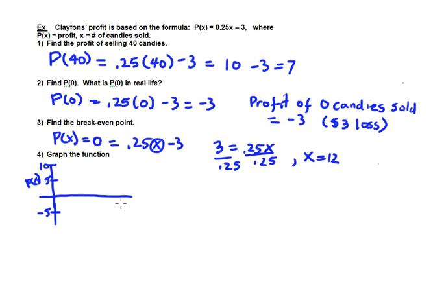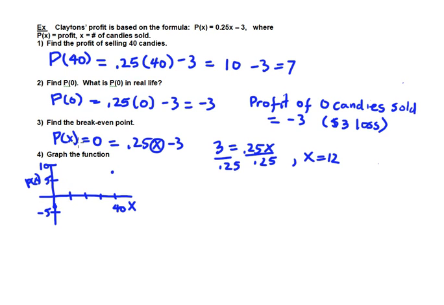Next, to draw our hatch marks for our x-axis, we note that the x values go between 0 and 40. I'm going to truncate this scale. It doesn't have to be identical to the other scale, but I will do increments of 10 so that we get up to 40. When x is equal to 40, the profit is equal to positive 7. So here is our value of 40, and here's positive 7. When x is equal to 0, our y value is at negative 3 down here.